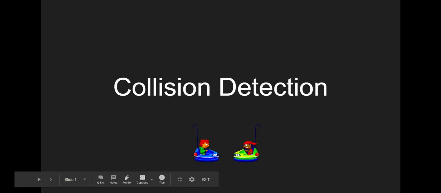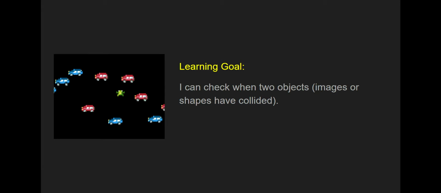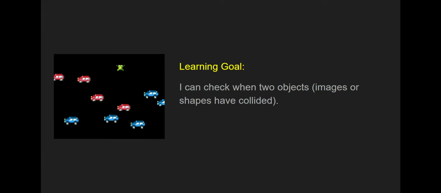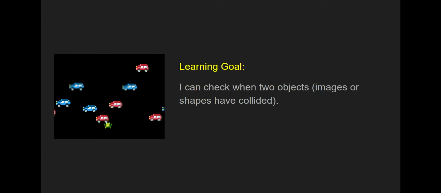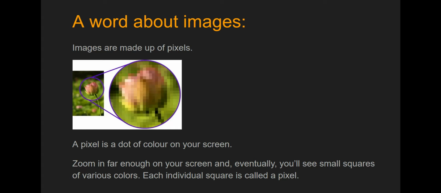Collision detection. Collision detection is when two objects or images collide or overlap on your screen. Before we begin collision detection, let's talk about images for a brief minute.